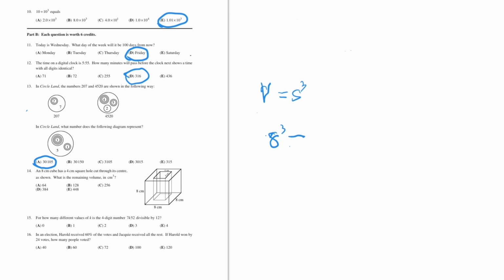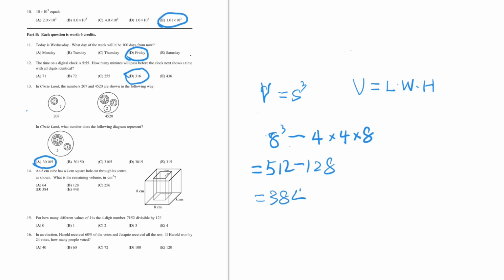What's the cut off shape? That's a rectangular prism. For a rectangular prism, the volume equals length times width times height. In this problem, the length is 4, the width is still 4, and the height is the same as the cube, 8. So it equals 8 cubed, which is 512, minus 4 times 4 times 8, that's 128, which gives us 384. So the answer is D.